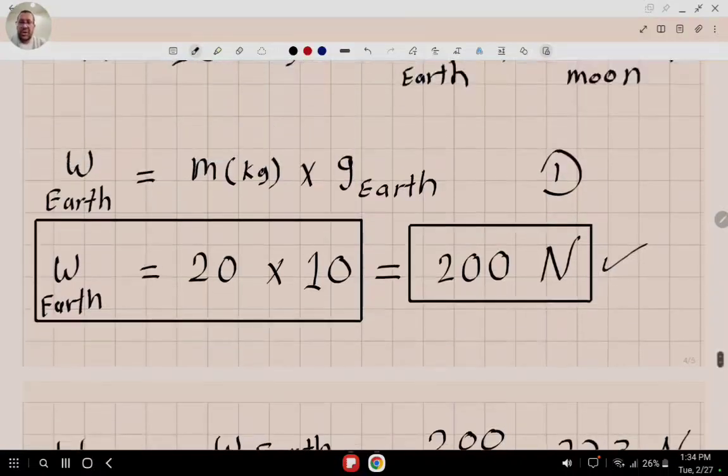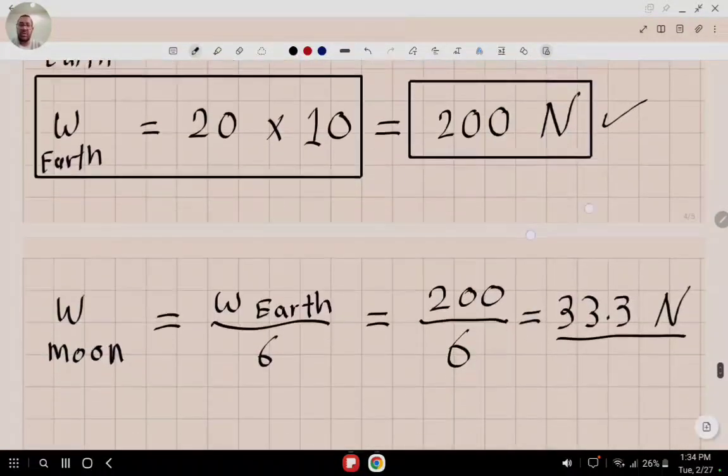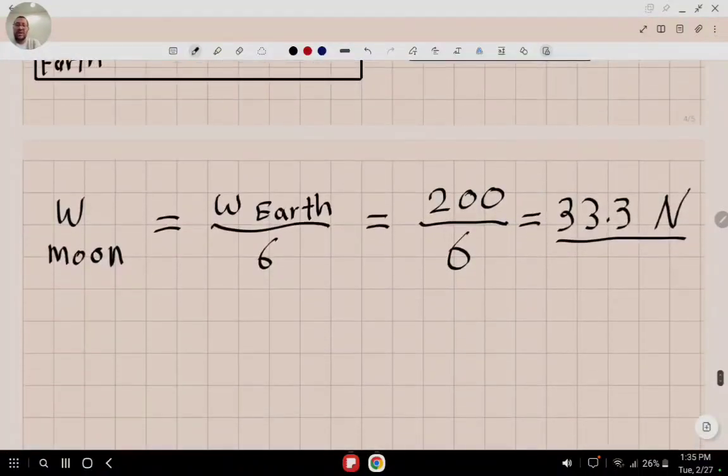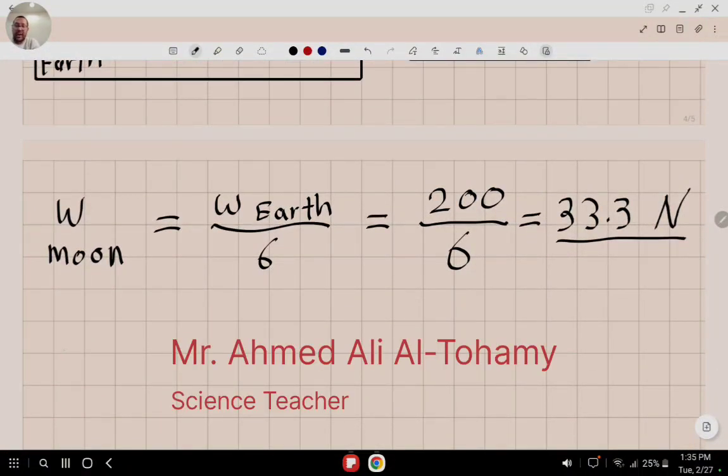Okay, if the question asked you what is the mass of the object on the moon, remember the mass doesn't change by changing the place. The mass is a constant value. The mass on the earth is 20 kilograms. Also the mass on the moon equals 20 kilograms. The mass doesn't change by changing the planets. Remember, the mass is the amount of matter in an object. It doesn't change by changing the place, but the weight can change by changing the planet or the place. And this is the second part, the weight. Thank you.